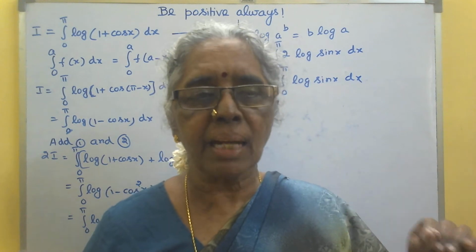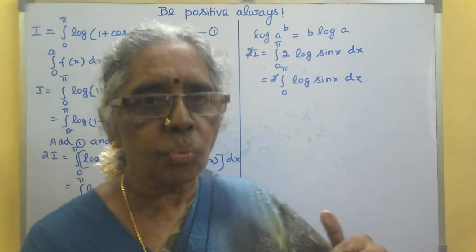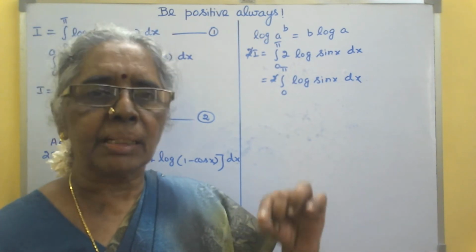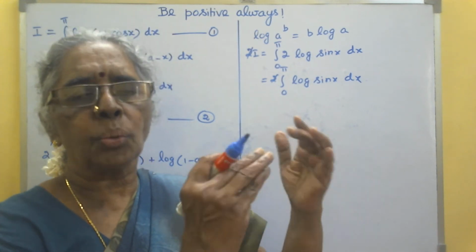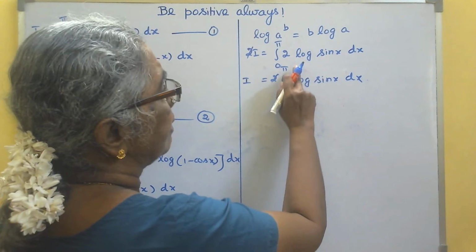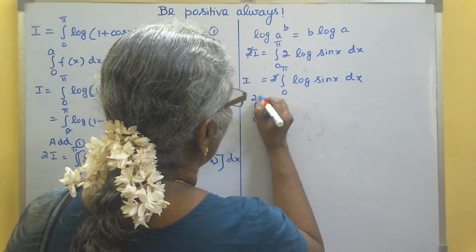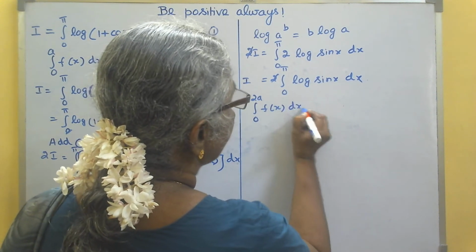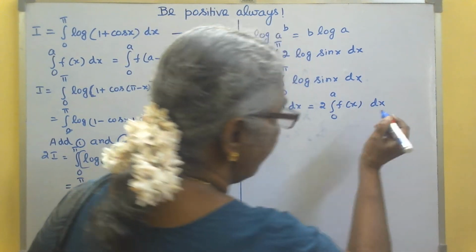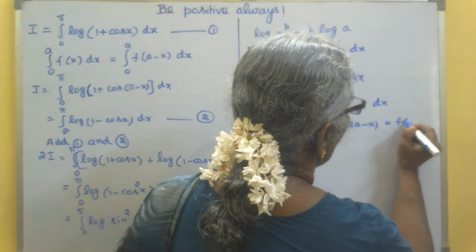Now there is one important example sum in your textbook, if you remember, integral 0 to pi by 2 log sin x dx. So I want to try something. I have here 0 to pi. Let me try whether I can get that 0 to pi by 2 log sin x dx, so that I can use that procedure and proceed further. So now I is equal to integral 0 to pi log sin x dx. Now I want to use the property integral 0 to 2a f of x dx is equal to twice integral 0 to a f of x dx. When is it possible? If f of 2a minus x is equal to f of x.